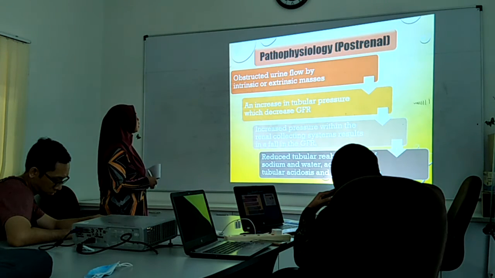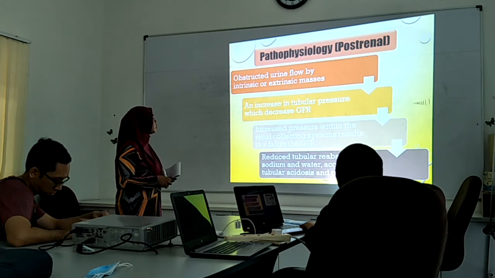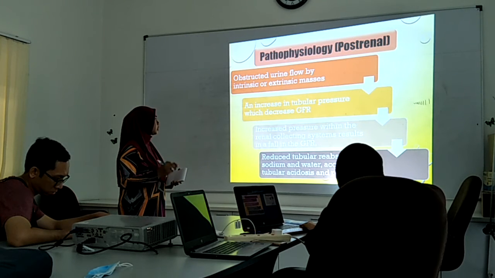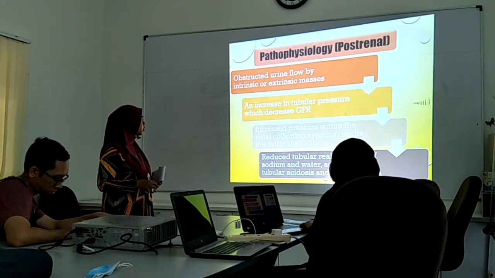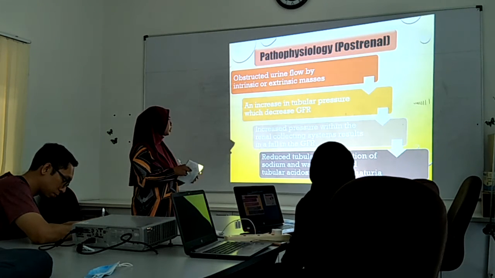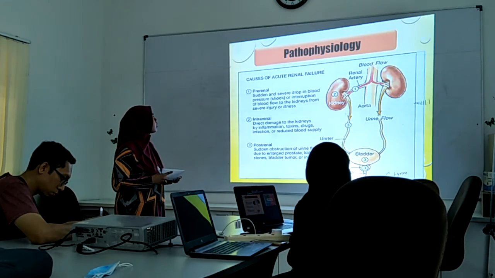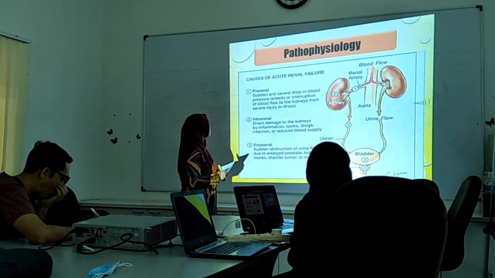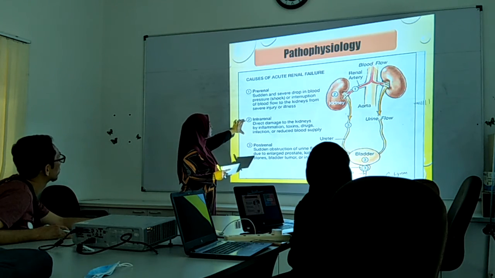Okay. Pathophysiology for post-renal: urine flow will be obstructed by intrinsic or extrinsic means, with an increase in tubular pressure, which decreases our GFR. Increased pressure within the renal collecting system results in a fall in the GFR, reduced tubular reabsorption of sodium and water, acquired tubular acidosis, and phosphaturia. Okay. Here we can see the causes of acute renal failure. First, pre-renal, intrarenal, post-renal.